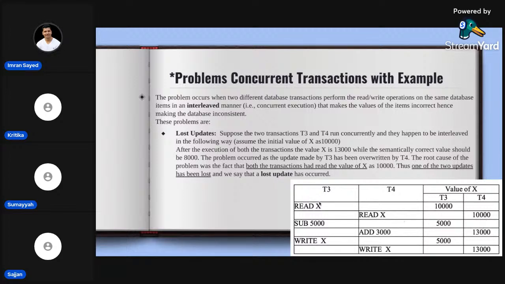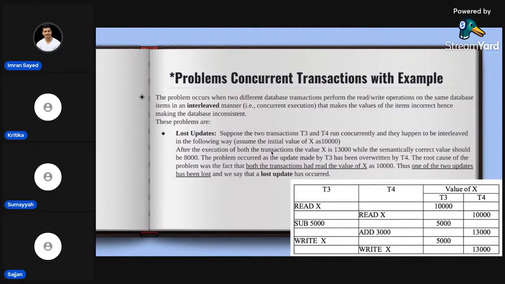That is why it's not good to have multiple transactions at the same time. So there's a mismatch in the data. At this point, T3 writes X, so X becomes 5,000, and T4 writes X, so X becomes 13,000. X should have been 8,000, but it's actually 13,000. That's a problem. It's a lost update problem.